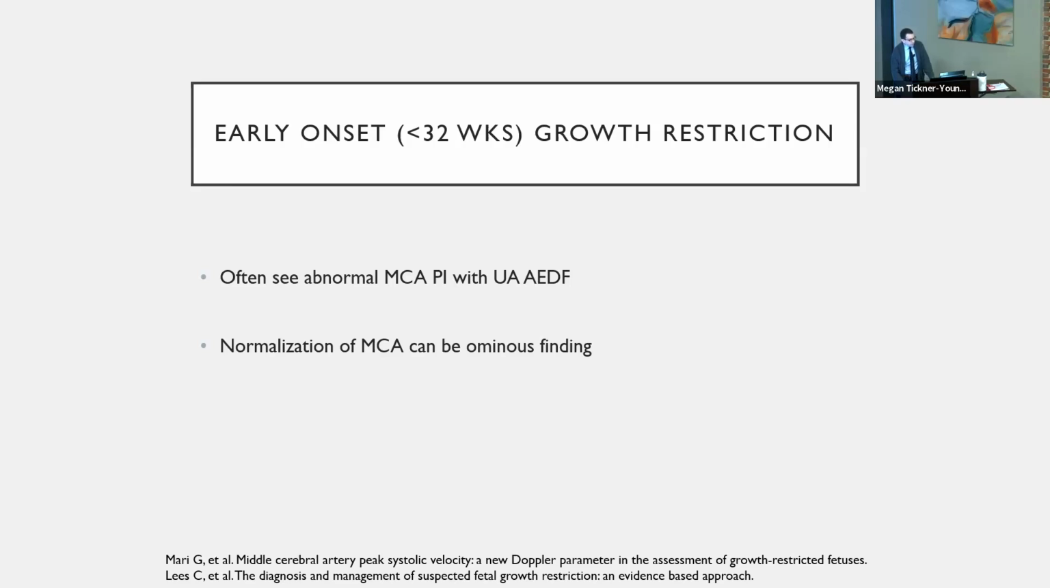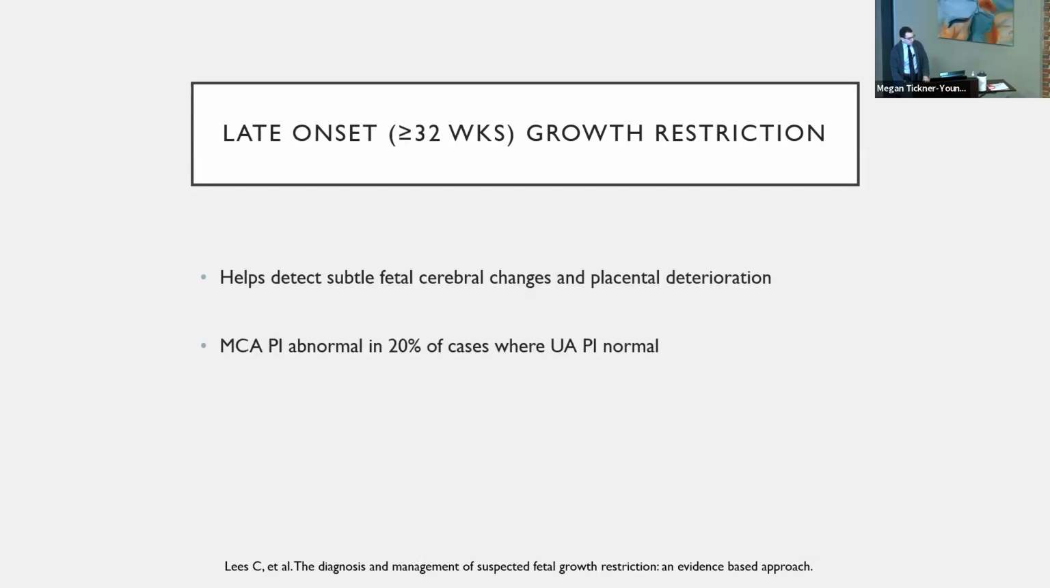While the MCA can help predict perinatal morbidity in early onset FGR, the umbilical artery and ductus venosus outperform this with true early onset growth restriction. Use of the MCA can aid in detecting changes seen in late onset growth restriction, where you don't have the clear Doppler findings, such as absent end diastolic flow.